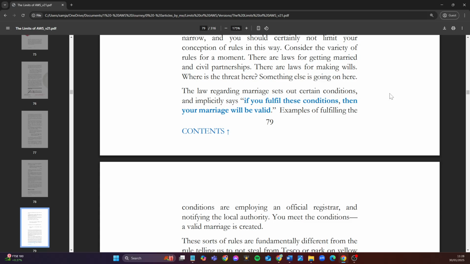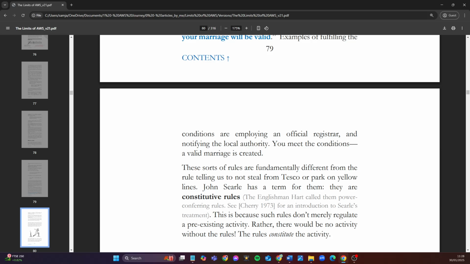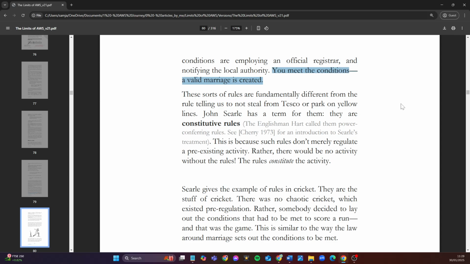The law regarding marriage sets out certain conditions, and it implicitly says, if you fulfill these conditions, then your marriage will be valid. Examples of fulfilling the conditions? Well, it's just things like employing an official registrar and notifying the local authority. You meet the conditions, a valid marriage is created.